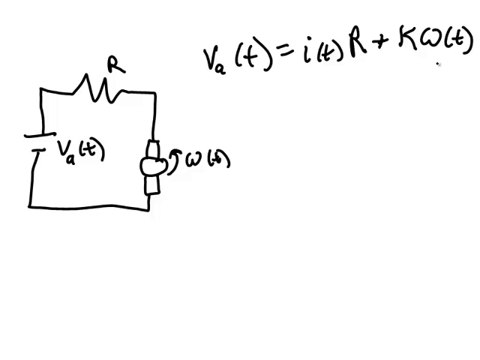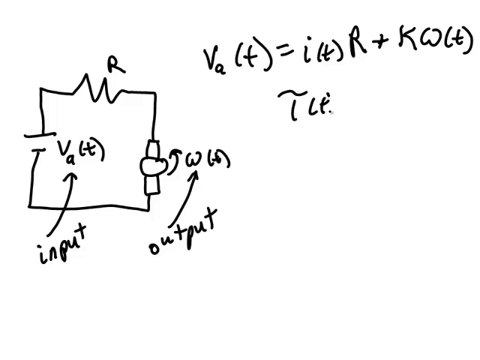Remember that what we're trying to do is get an equation that relates the input to the output. So what we need to replace here is current. I know from the other motor law that the torque of a motor is equal to K times the current. And I know that the current through the motor is the same as the current through the resistor because of Kirchhoff's current law. I'm going to use this equation in here.